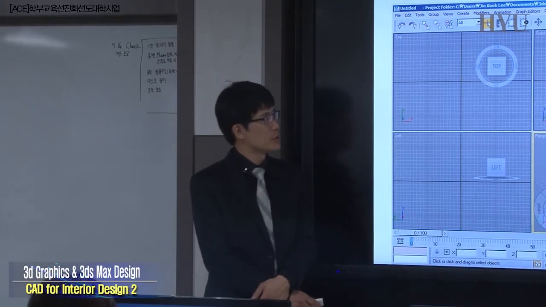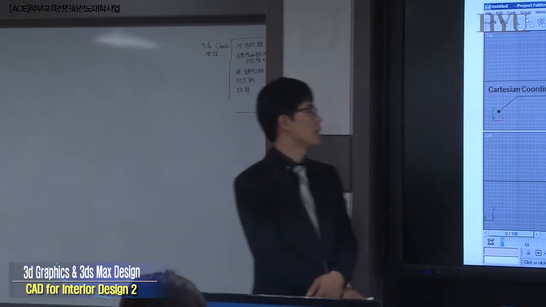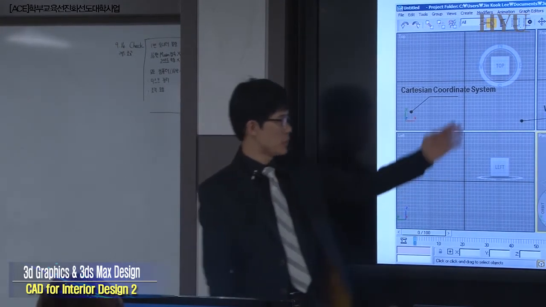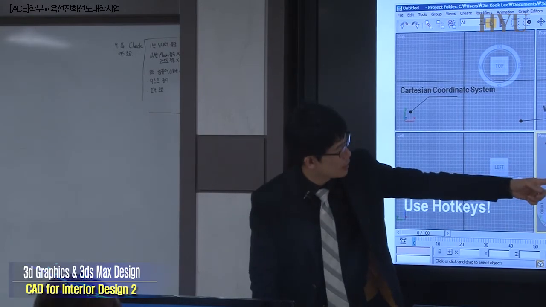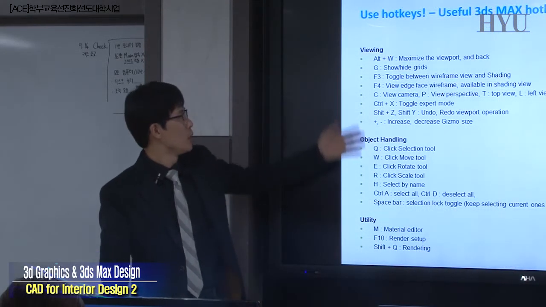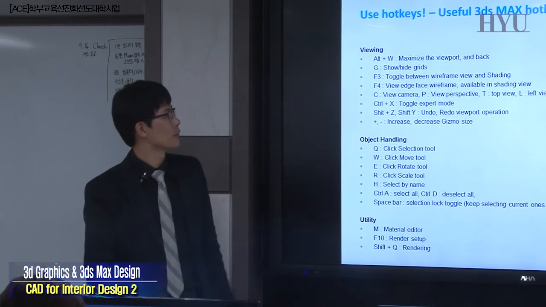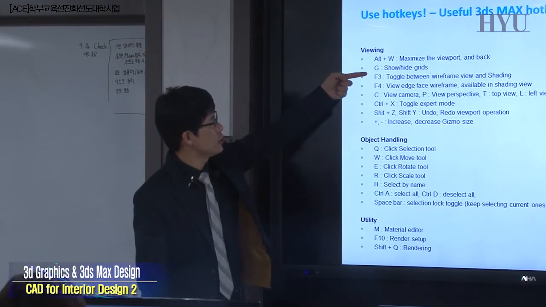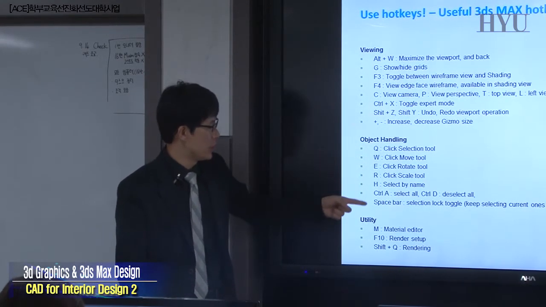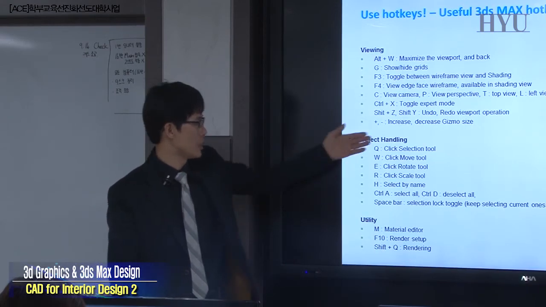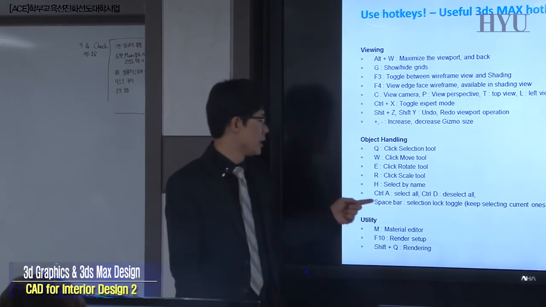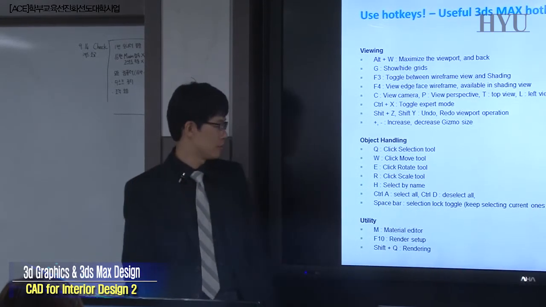This is the 3D Studio Max interface, Cartesian coordinate system in XYZ, workspace, steering wheel, and view cube. But you have to use hotkeys. I placed very fundamental hotkeys here. For example, Alt-W, G to show or hide grids, Q, W, E, R, H. They are very important. Selection, move, rotate, scale. H, select by name. Control A, select all. Space bar, lock toggle, and so on.